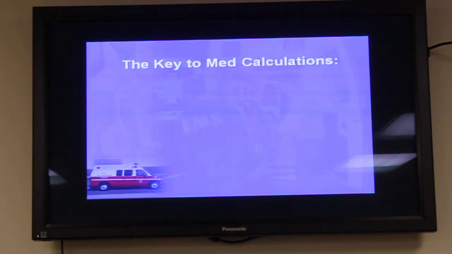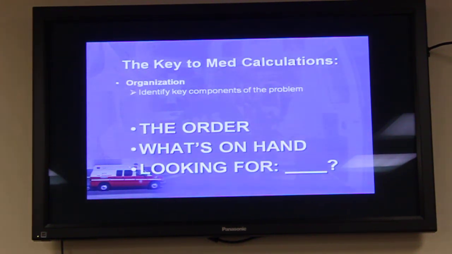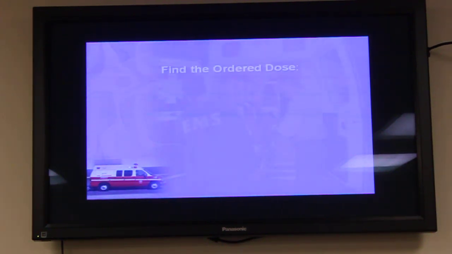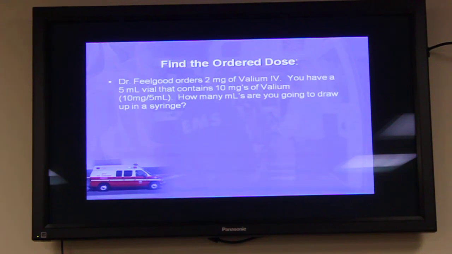All right, so the key is going to be our organization. We need the order, what's on hand, and we're looking for exactly what. So let's find the ordered dose. Dr. Feelgood orders 2 milligrams of Valium IV. You have a 5 milliliter vial that contains 10 milligrams of Valium. So now we know we've got 10 milligrams in 5 milliliters. How many milliliters are you going to draw up in a syringe?